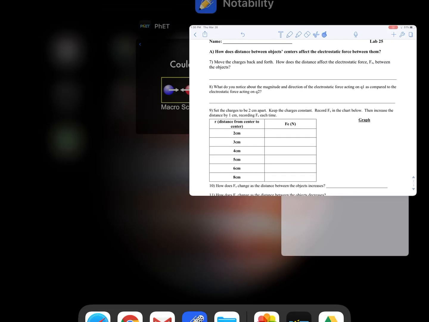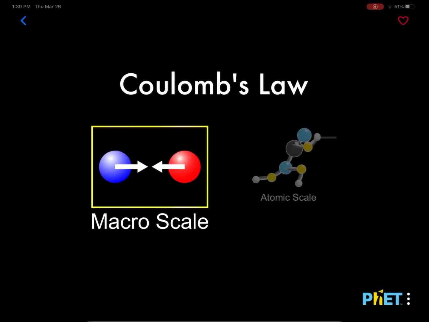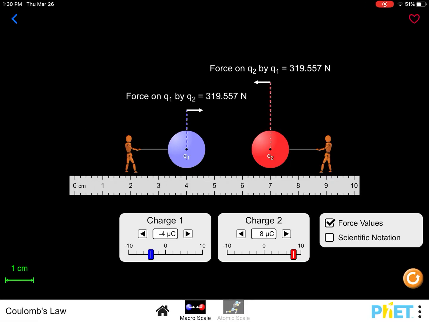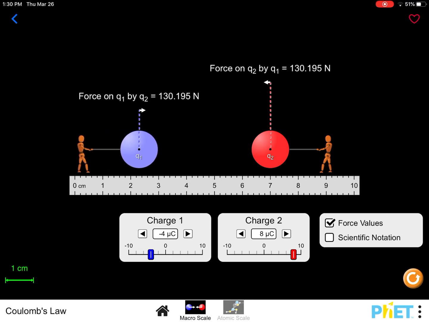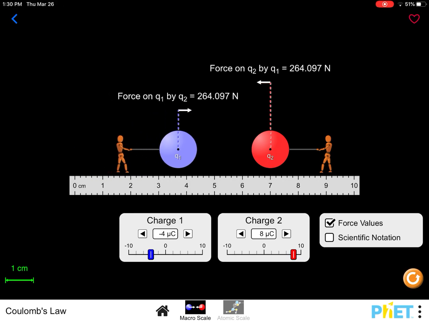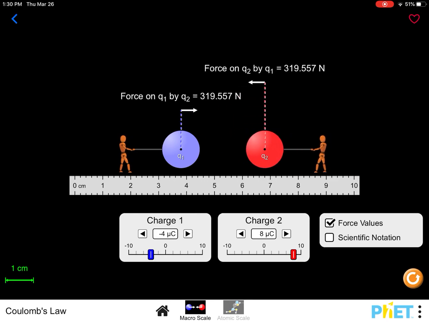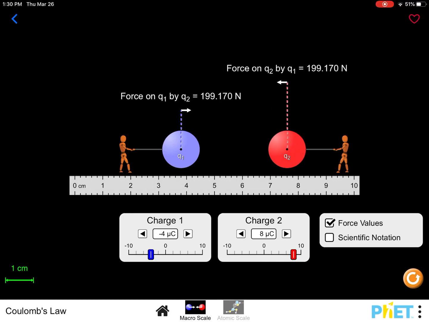All right. So if we open up the simulation, I have the app, so I can just use it there. Just looking at this, a few things. We can move these guys around, left and right. Notice how the force acting on the charges changes. Notice Q1 and Q2. That's what we use for charge in physics. Q is charge. Just like M is mass, Q is charge. On the bottom, we can change the amount of charge.